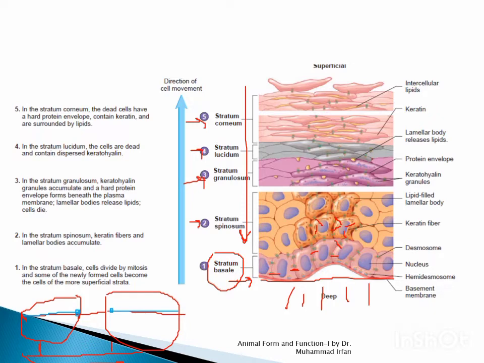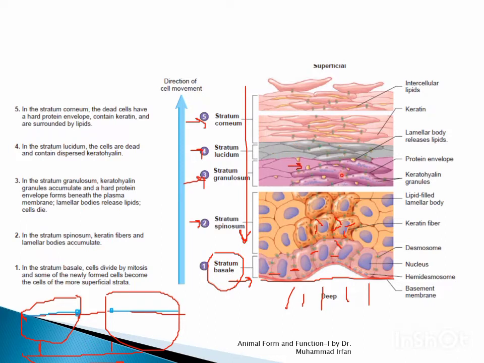Keratohyalin granules are made up of keratin protein and a few other proteins that help in cornification. Cornification, we know, is the process in which a lot of keratin is deposited in the cell, and then there is programmed cell death of the cells in the epidermis. There are also lamellar bodies found.